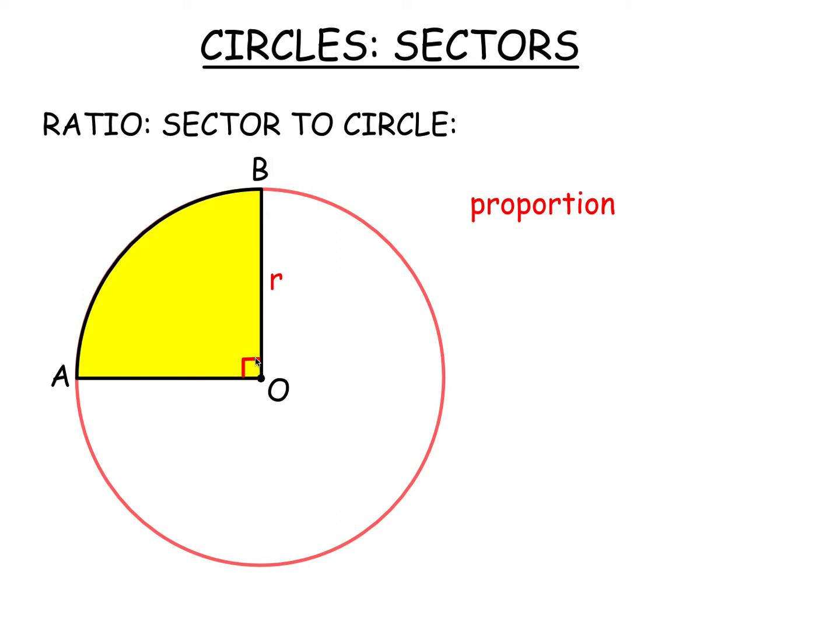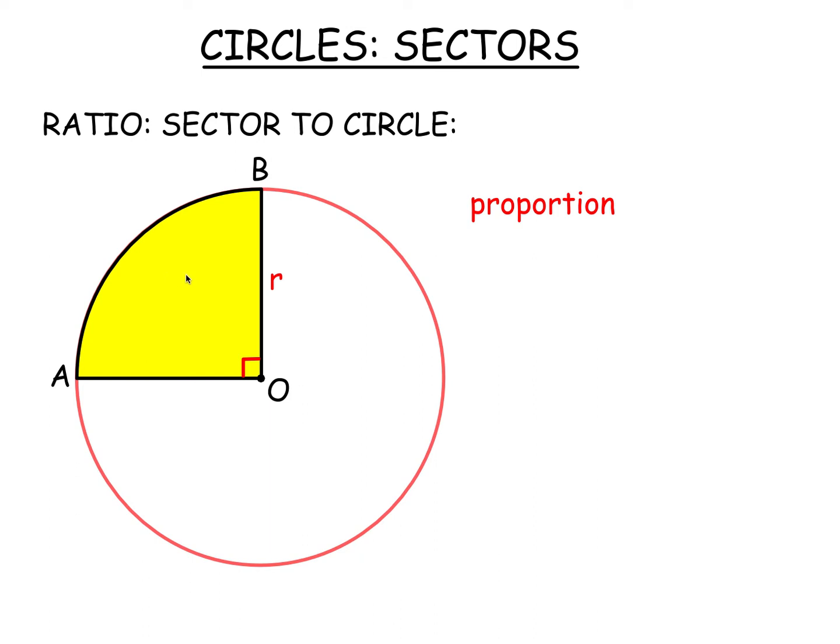In this case, it tells you the angle is 90 degrees. That means it's a quarter of the circle, because 90 degrees is a quarter of 360. Because this angle is a quarter of 360, the arc is a quarter of the circle's circumference, pi d, and the area here is a quarter of the circle's area, pi r squared.